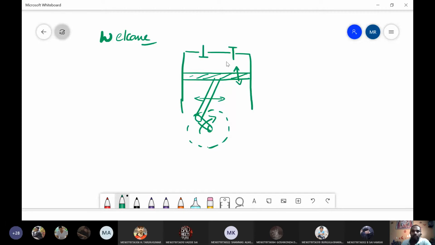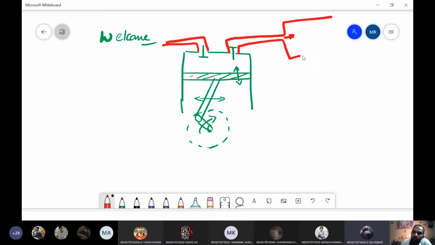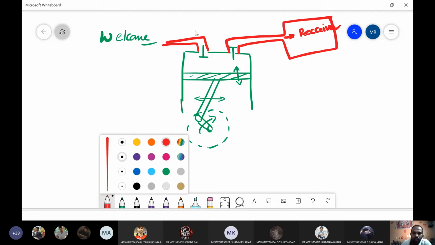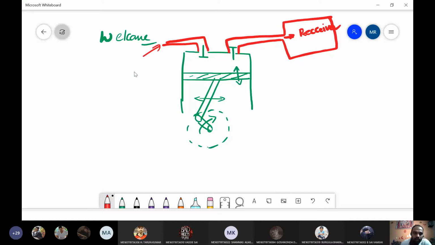Okay. Now, let us assume from here, where will the air go, tell me? Where will the air go? Into the atmosphere or the storage tank. Receiver tank, storage tank. Okay. This is a storage tank and this is from the atmosphere.